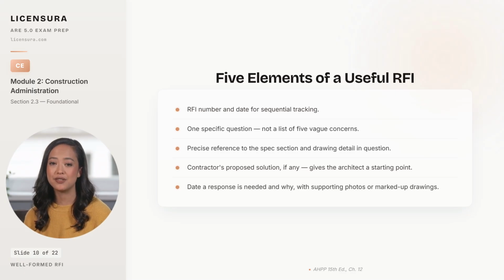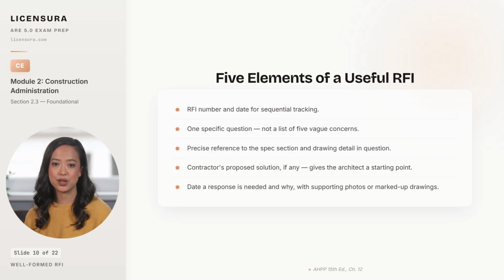A single specific question is the discipline most contractors need to learn. When an RFI asks 5 vague concerns at once, the response is necessarily 5 vague answers, none of which actually closes the loop. A precise reference to the spec section and the drawing detail in question tells the architect exactly which contract documents are at issue and prevents the response from talking past the question.